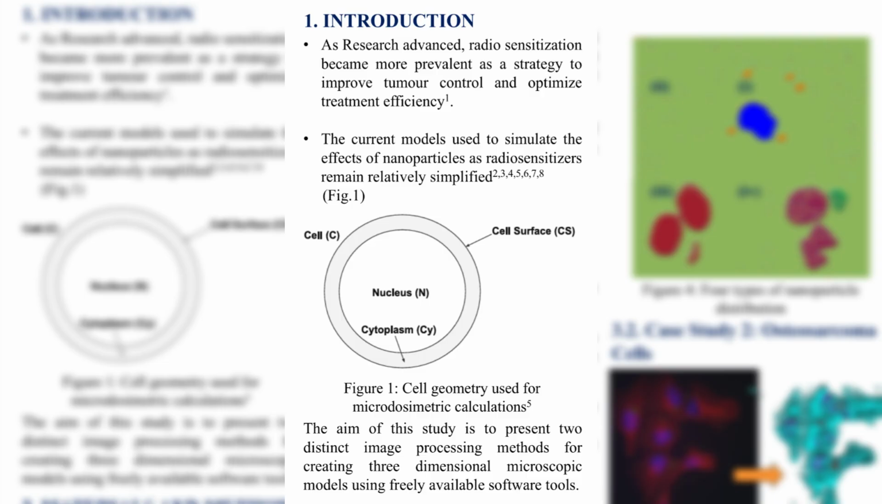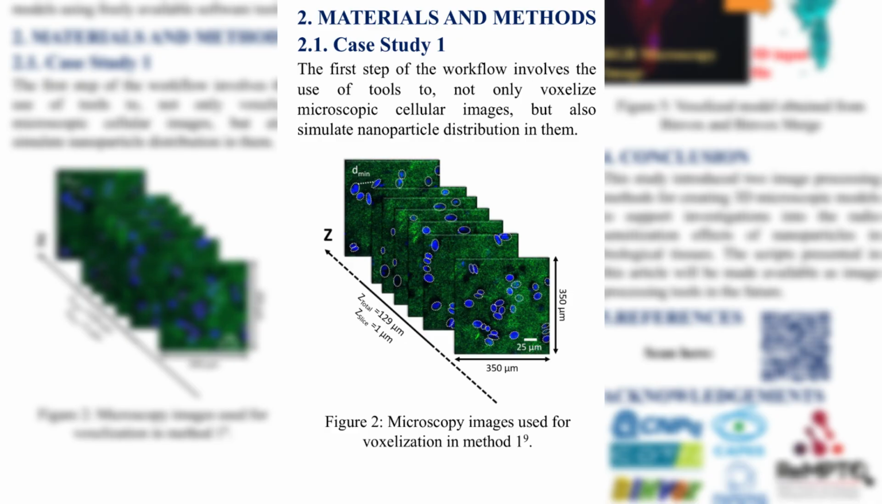For case study 1, materials and methods, we have used HeLa cells as a cell model. Like you can see in the poster, they have dimensions of 350 micrometers by 350 micrometers, and they are comprised of many images in the Z direction, 129. Each of them represents 1 micrometer in depth. The images are only of nuclei of HeLa cells, and they were binarized by the authors that made them available to us.